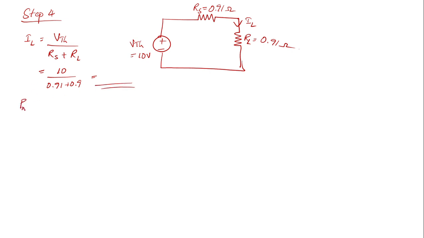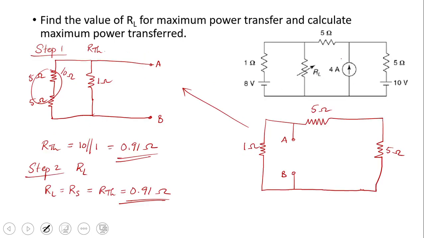To find out the maximum power transferred, you can simply use the equation VTH square divided by 4 into RTH. So that will be 10 square divided by 4 into 0.91, and you get the value as 27.47 watt. Actually over here they have not asked us to find out the value of load current, so that step is not required. You can simply find out the maximum power transferred using VTH square divided by 4 into RTH. I hope solving one more problem has made the maximum power transfer theorem a bit easier.